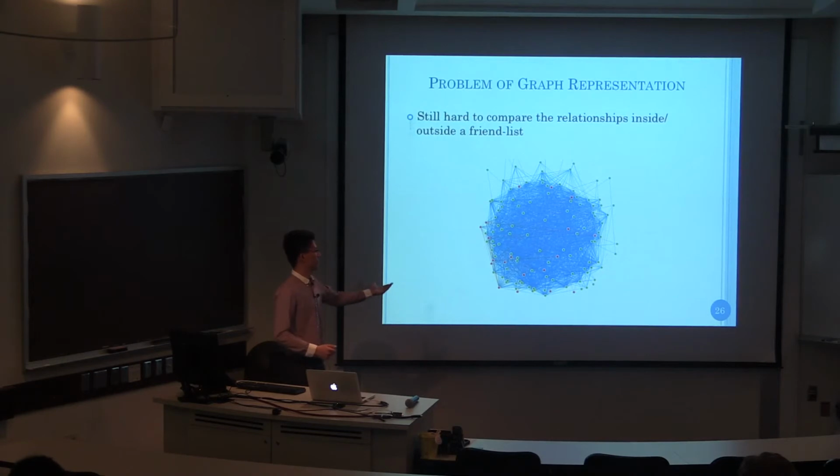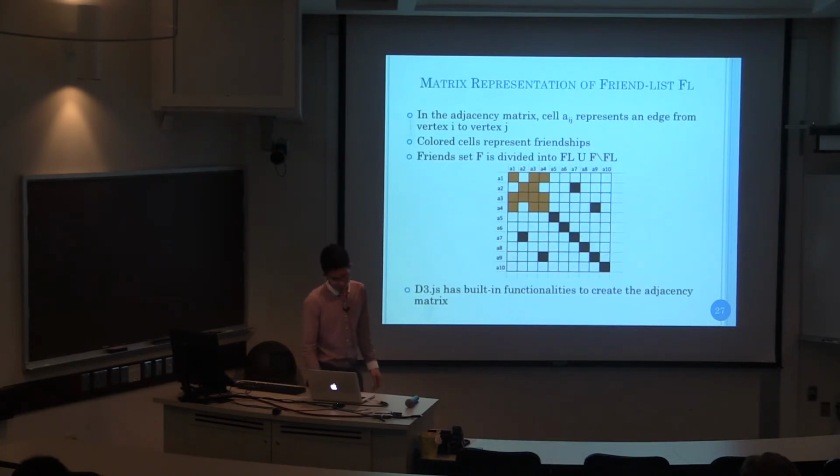So what can you see about this graph? It doesn't provide any useful information. So finally, I tried the matrix representation to show the social graph. In the adjacency matrix, cell Aij represents an edge from node i to node j. And the colored cell represents friendship, for example.